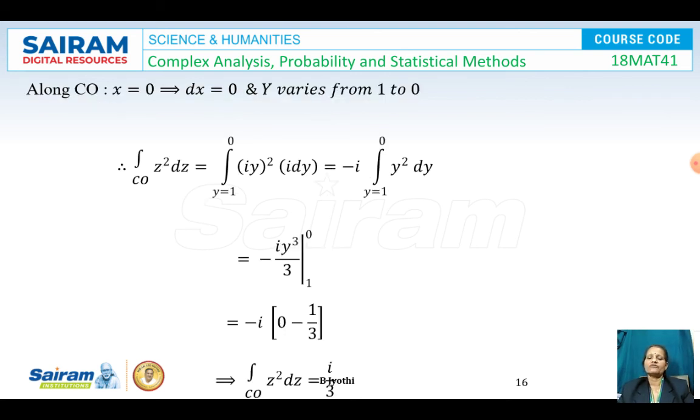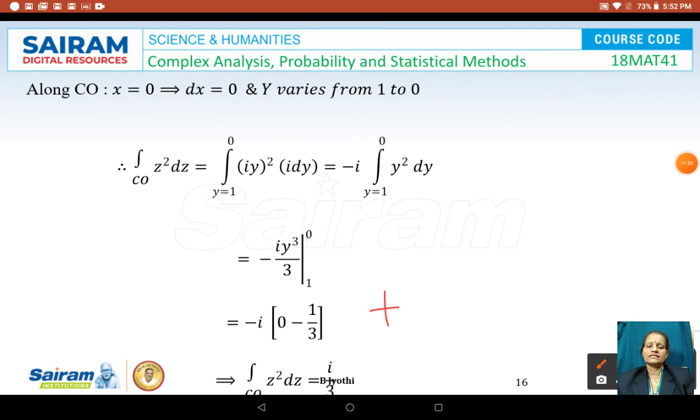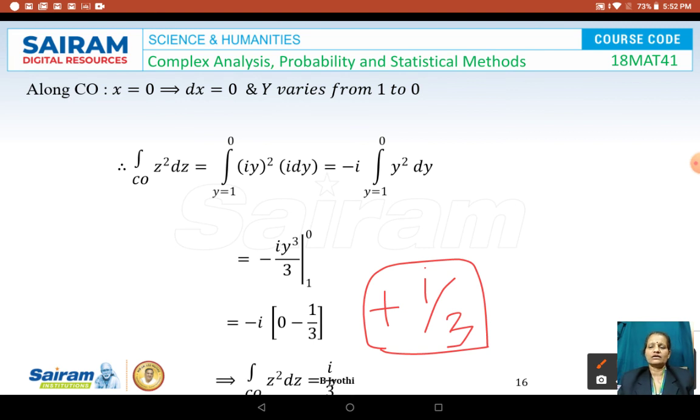Next, along CO, we get x equal to 0 and dx is 0 and y varies from 1 to 0. Therefore, z square dz is the integral over y from 1 to 0 of iy whole square into i dy, that is minus i into the integral over y from 1 to 0 of y square dy. On integration we get minus y cube by 3 from 1 to 0. Therefore, minus of minus will be plus, and we get plus i divided by 3. This is the answer we get along CO.